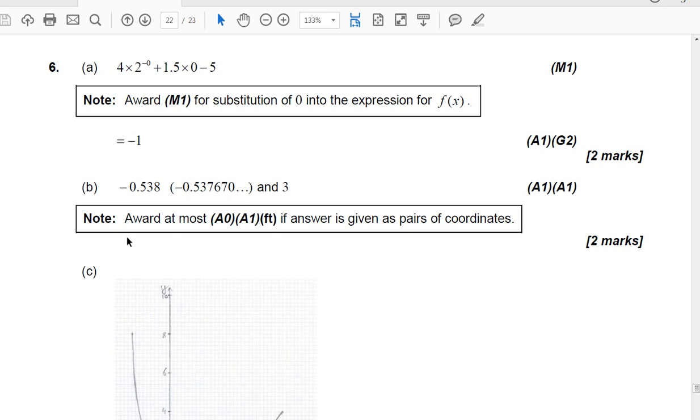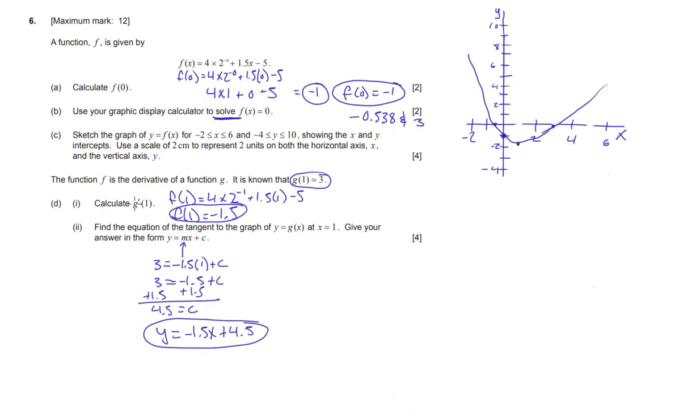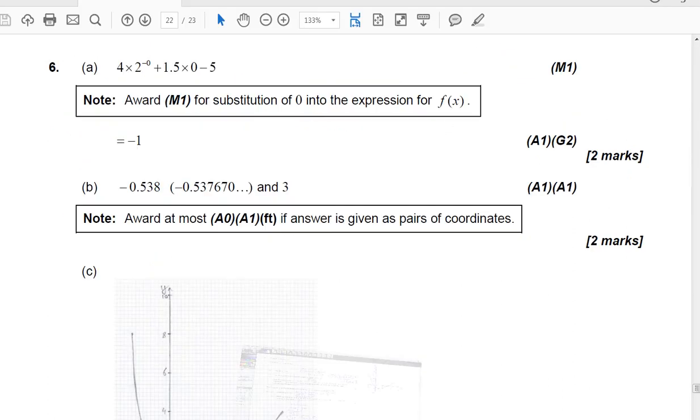Oh, look at that. Award at most... you're going to lose a point if you give this as an x and a y, and an x and a y. So if you did negative 0.538 comma 0 and 3 comma 0, you would lose a point. Remember, whenever the question says solve, that means x only. Don't give the y when they ask you to solve.